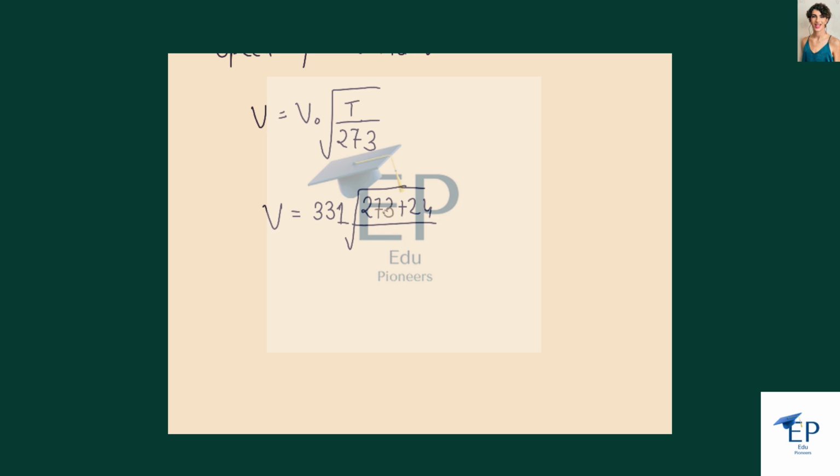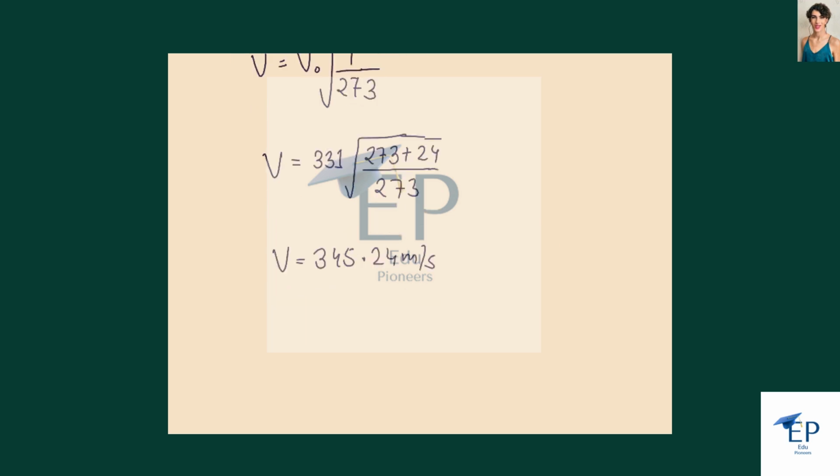This temperature is always calculated in kelvins. So let us write it neatly. This is 273 plus 24. It is not 40, sorry, it is 24, divided by 273. Now if we calculate from here, this velocity will turn out to be 345.24 meters per second. So this is the speed which we will be using.